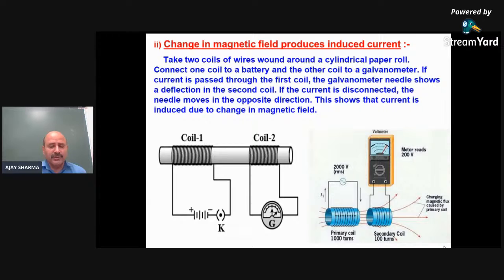Alternating means changing. So when the current is changing, the magnetic field is changing. So memorize one point, which will be discussed in higher classes also: whenever you are changing the magnetic field, you can induce electric current. If you are not able to change the magnetic field, you might not be able to create an induced current. So induced currents can only be produced when you are varying the magnetic field. Remember this concept. I hope it is clear to you now.